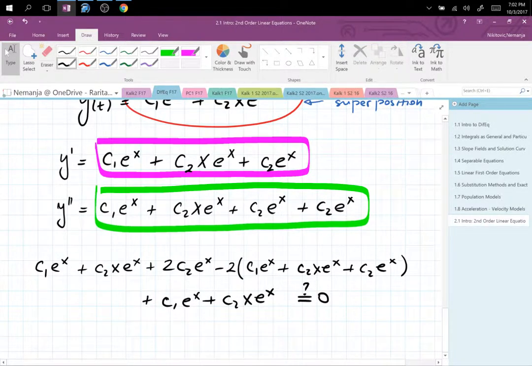Is it? Well, sure it is, because if you look at these, they cancel. And then you have c2 x e to the x and c2 x e to the x, and then you have 2 of these, so they cancel. And then 2c2 e to the x minus 2c2 e to the x, they also cancel, and they all cancel, and we have 0 equals 0, and we conclude that life is beautiful.